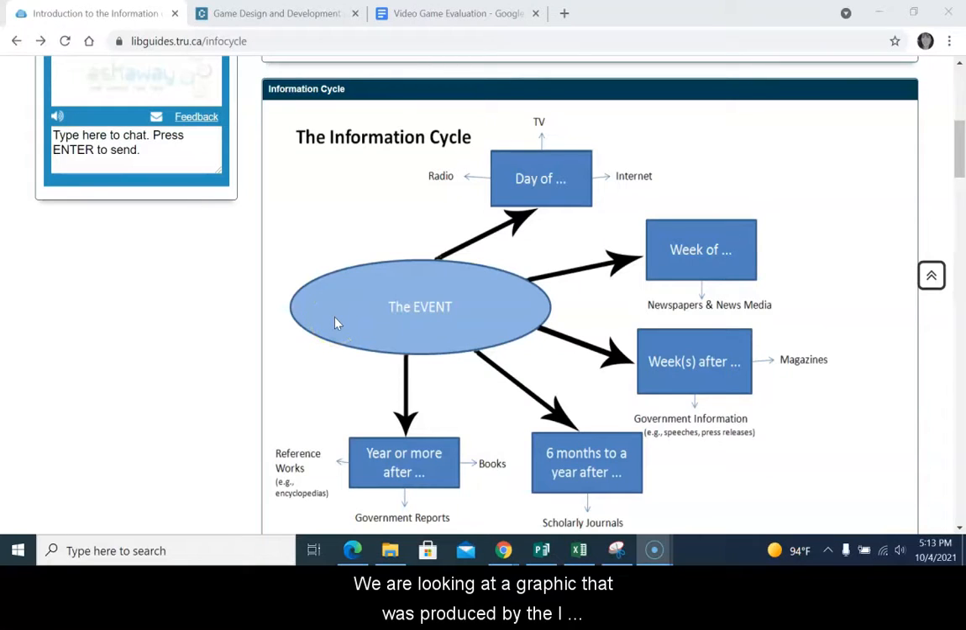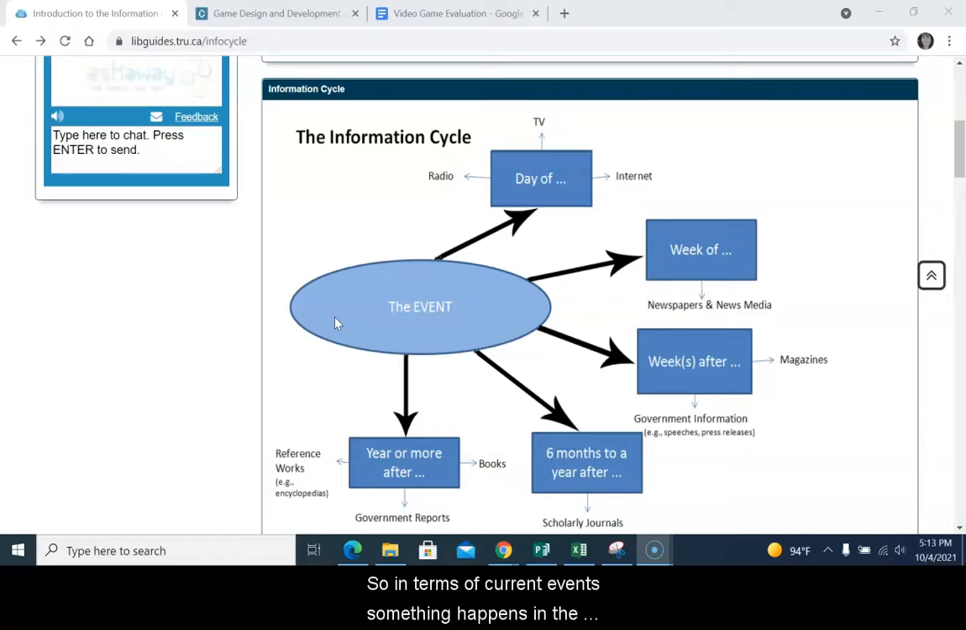We are looking at a graphic that was produced by, I think it's the True Library in British Columbia, but I really liked how they laid out the information cycle, so I'm sharing it from one of their research guides. The information cycle is a term that refers to the way that information is produced and distributed, and also how information changes over time. It most of the time refers to current or newsworthy events, but it can also refer to other types of information.